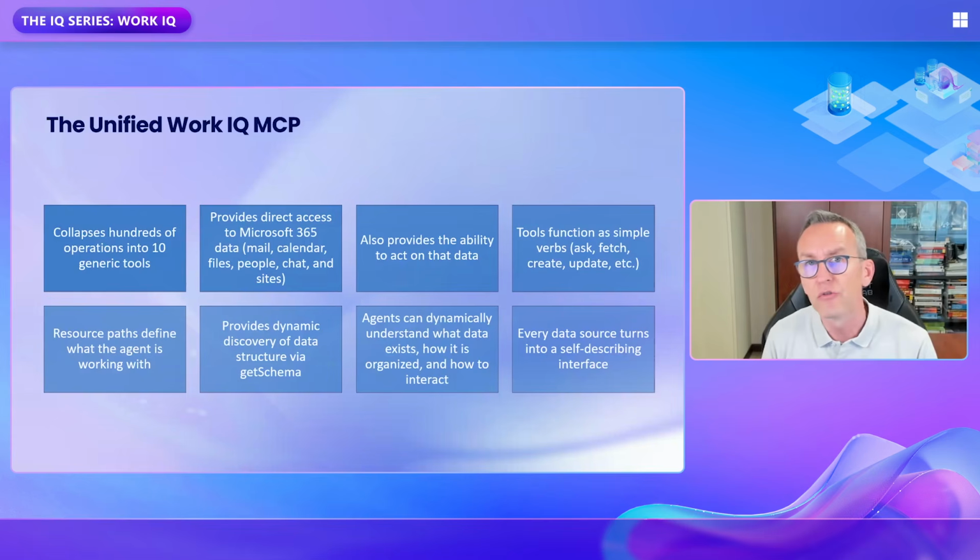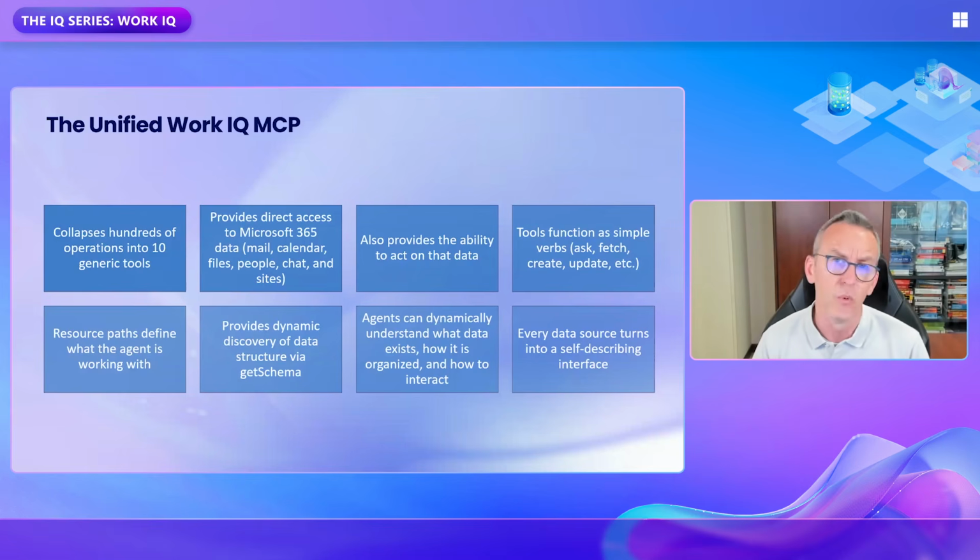And based on the resource path that we use to make a request against and targeting the unified MCP server of Work IQ, we can get different results and we can target different resources. The overall idea is that through this MCP server, we can get a different shape of the response based on the actual content that we are targeting. And that's why we also have a get schema tool that we can use to dynamically discover the shape of the data that we are going to use.